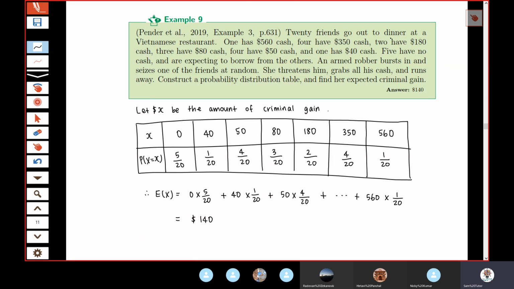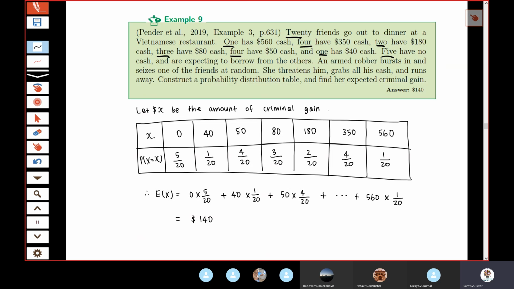All right, let's have a read of this. 20 friends go out to dinner at a Vietnamese restaurant. One has $560 cash. 4 have $350 cash. 2 have $180 cash. 3 have $80 cash. 4 have $50 cash, and 1 has $40 cash. 5 have no cash, and I expect them to borrow from the others. An armed robber bursts in and seizes one of the friends at random. She threatens him, grabs all his cash, and runs away. Construct a probability distribution table and find her expected criminal gain.